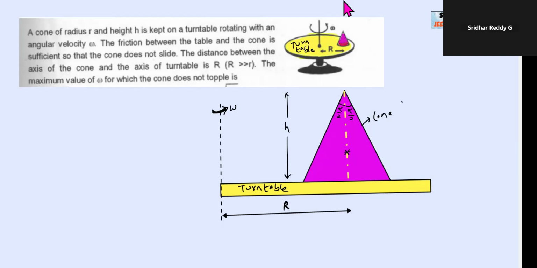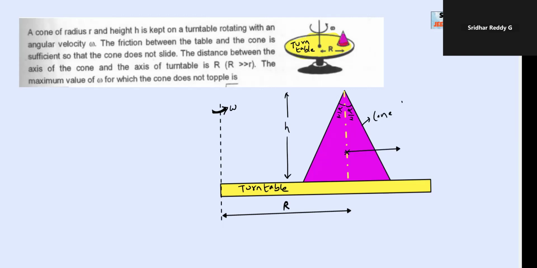Try to analyze. The distance between the axis of the cone and the axis of the turntable is r. This distance here is given. We want the maximum value of omega for which the cone does not topple, so it should not tilt. What forces will be acting? We'll analyze the forces. First, centrifugal force.